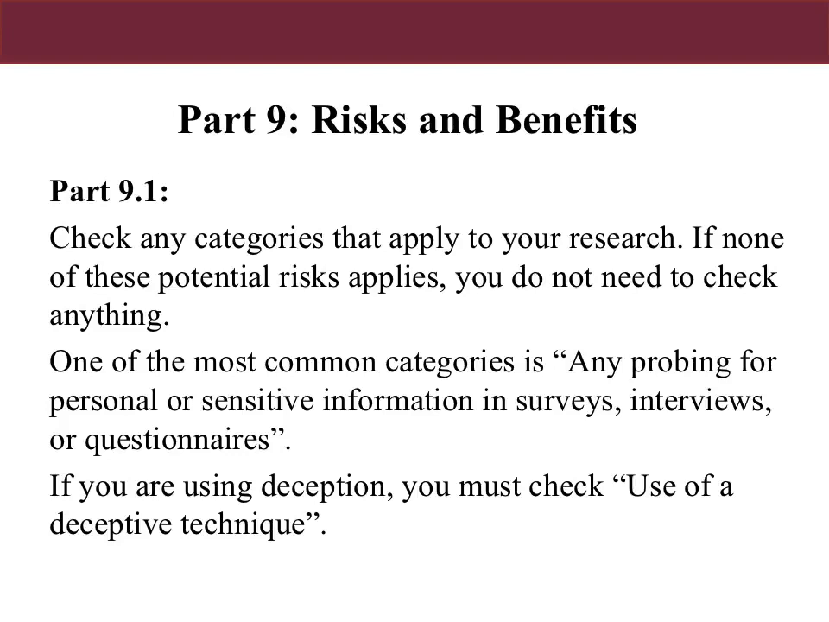Part 9.1. Check any categories that apply to your research. If none of these potential risks applies, you do not need to check anything. One of the most common categories is any probing for personal or sensitive information in surveys, interviews, or questionnaires. If you are using deception, you must check use of a deceptive technique.